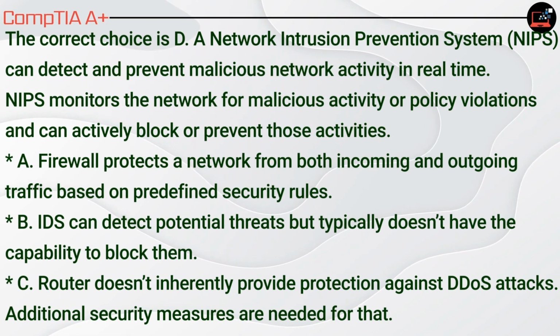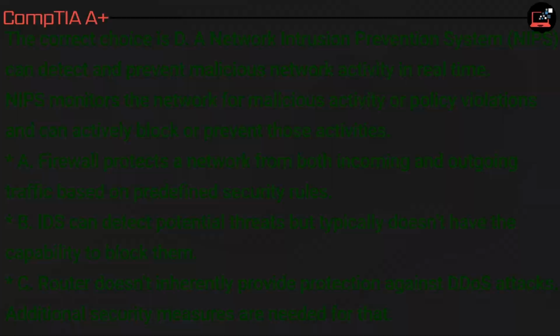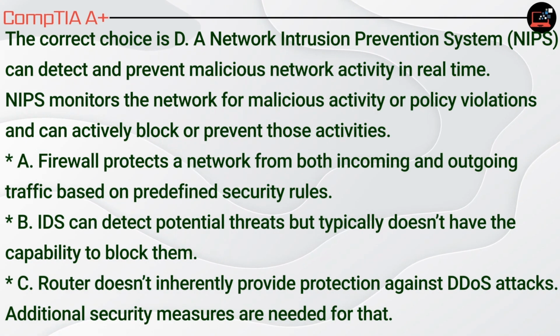The correct choice is D. A network intrusion prevention system, NIPS, can detect and prevent malicious network activity in real time. NIPS monitors the network for malicious activity or policy violations and can actively block or prevent those activities. A. A firewall protects a network from both incoming and outgoing traffic based on predefined security rules. B. IDS can detect potential threats but typically doesn't have the capability to block them. C. A router doesn't inherently provide protection against DDoS attacks. Additional security measures are needed for that.